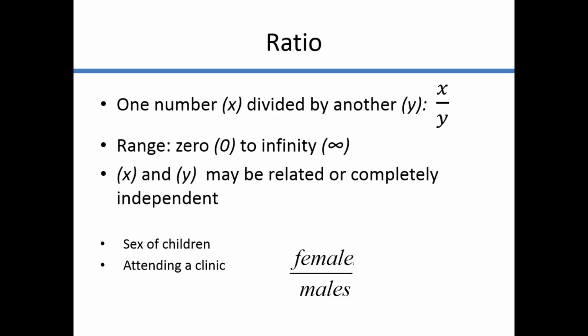One number divided by another number is a ratio. And a ratio ranges from 0 to infinity. Of course, if y is 0 and x is positive, it's infinity. If x is 0 and y is positive, it's 0. So they can be related or completely independent, like the sex of children or the sex of people attending a clinic. So the number of females divided by the number of males is a simple ratio.